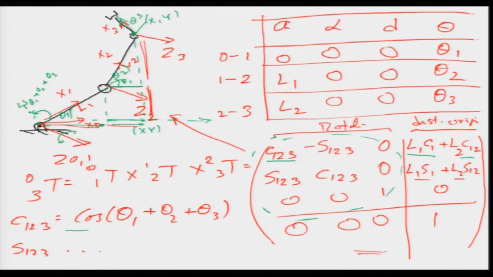Okay. Now we have found the relationship between the last frame and the first frame. So now what we need to do is look at forward kinematics and inverse kinematics. Now, what are forward kinematics and inverse kinematics? Forward kinematics is essentially, if I give you the joint angles, the thetas, can you find out what is xy there? And inverse kinematics is, if I give you xy, can you find out what are the joint angles?